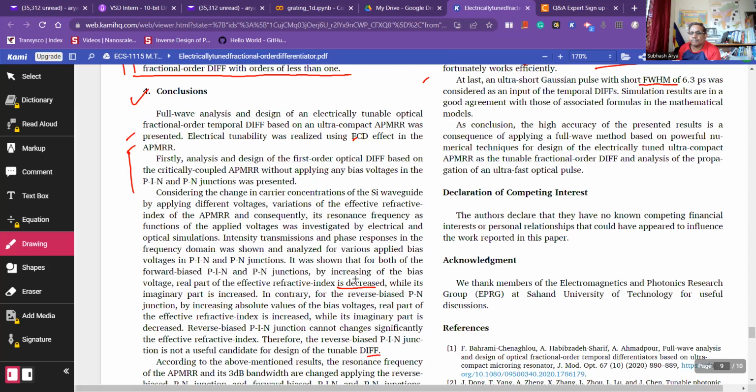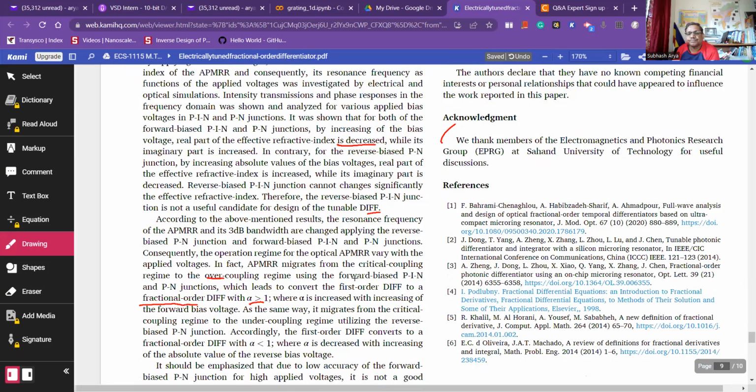So, declaration of competing interest, the authors declared that they have no known competing financial interest or personal relationship that could have appeared to influence the work reported in the paper. So, we thank members of Electromagnetic and Photonics Research Group at Shahid University of Technology for useful discussion.